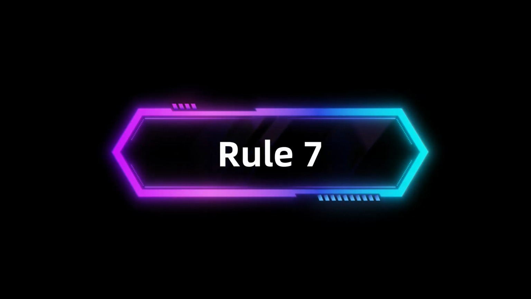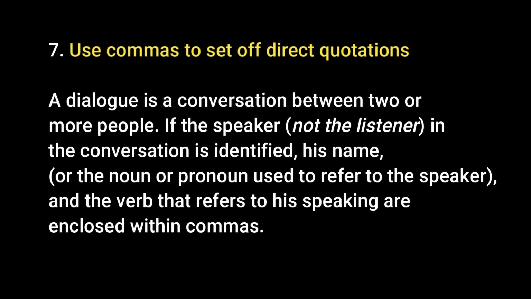Rule number 7. Use commas to set off direct quotations. A dialogue is a conversation between 2 or more people. If the speaker, not the listener, of the conversation is identified, his name, or the noun or pronoun used to refer to the speaker, and the verb that refers to his speaking are enclosed with commas.